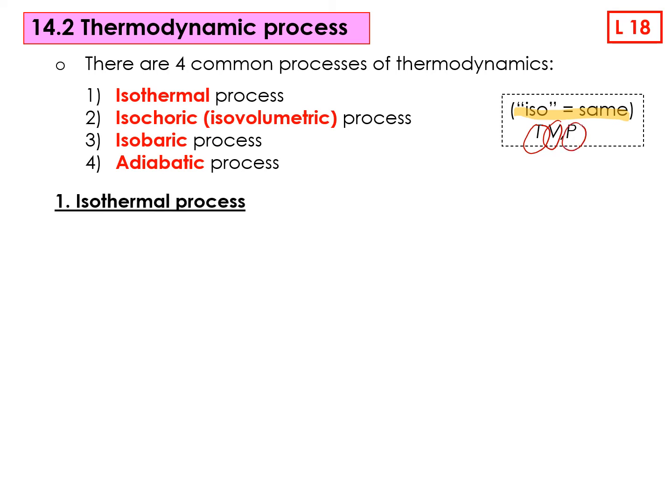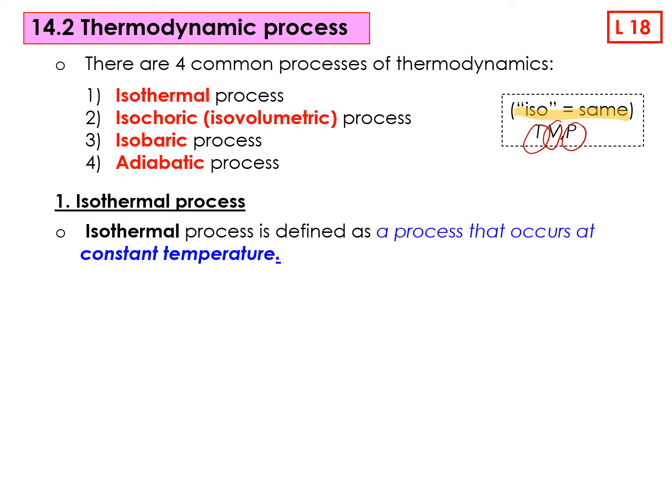So for the first one, let's have a look at the definition of the isothermal process. What is meant by isothermal? An isothermal process is defined as a process that occurs at constant temperature. So it means T1 is equal to T2.